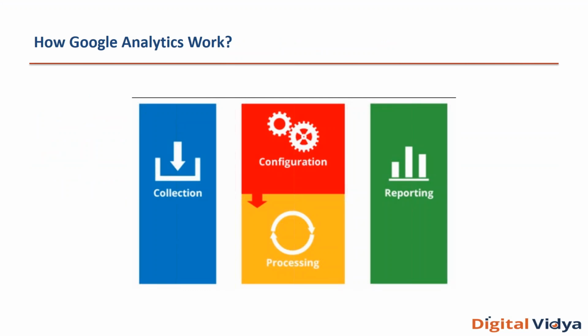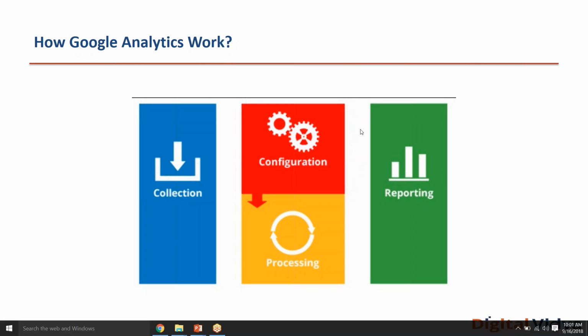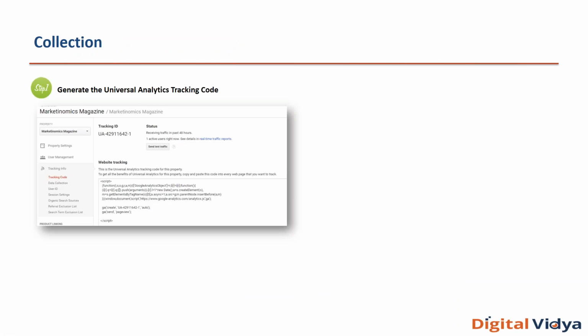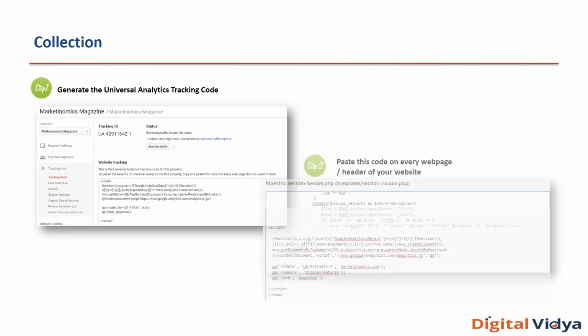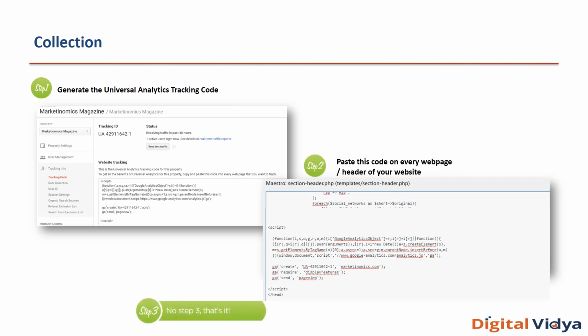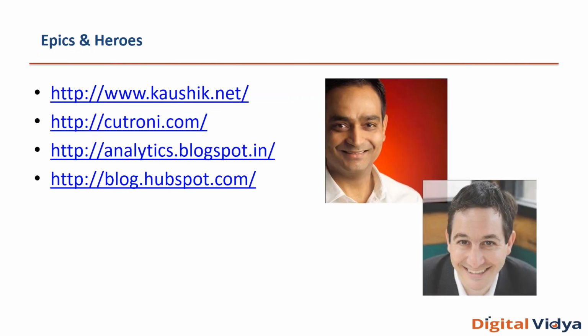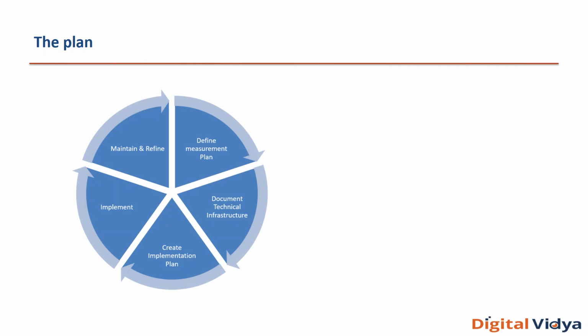We started learning about how the Google Analytics structure looks like. We started with the first pillar called the collection pillar, and then moved on to the configuration pillar. In collection, we learned how to collect data from your website and send that data into the Google Analytics dashboard so that you can start analyzing it, right? So this is what we did in the first half. And then we also saw some blogs we should be reading.